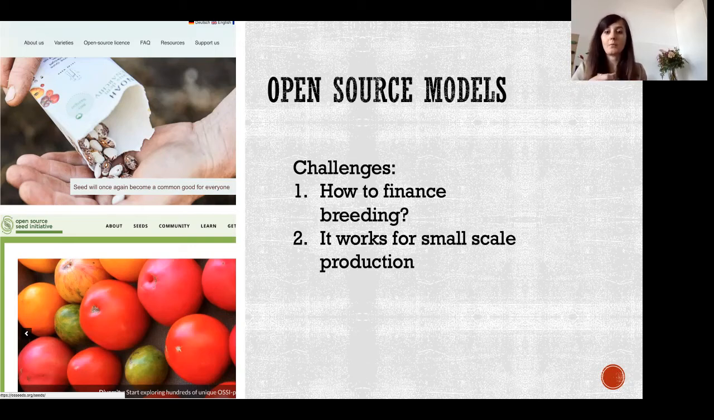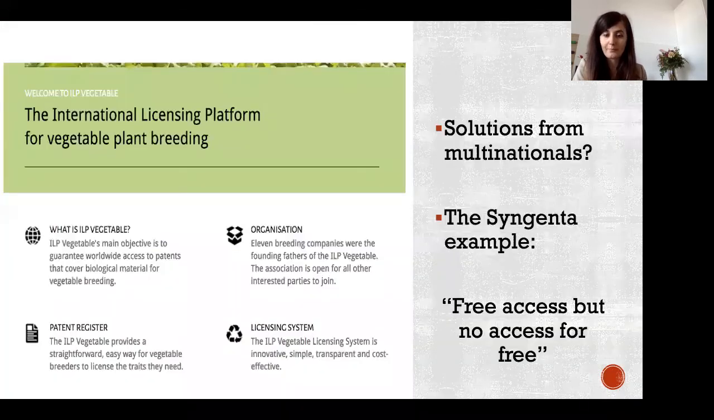Now, the problem with this type of model is that it works for small scale breeding, but it's very difficult to implement this model when we think of financing a global market. Therefore, it doesn't seem to be a solution for every concern we have on plant breeding.